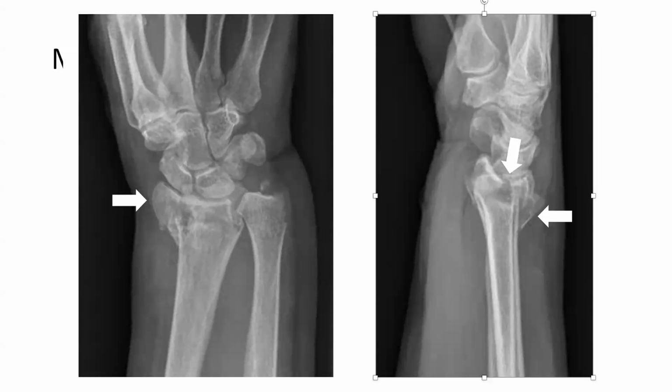On the AP, you can see that it's very comminuted. It's a distal radius fracture. You can see that it's shortened. You can see that the radial inclination has been lost and the radius is flattened. You can also see that the ulnar variance is very positive. The ulna is straight up in the air. The distal radioulnar joint also looks like it's affected.